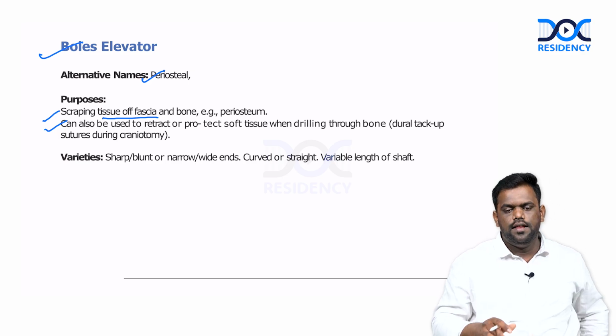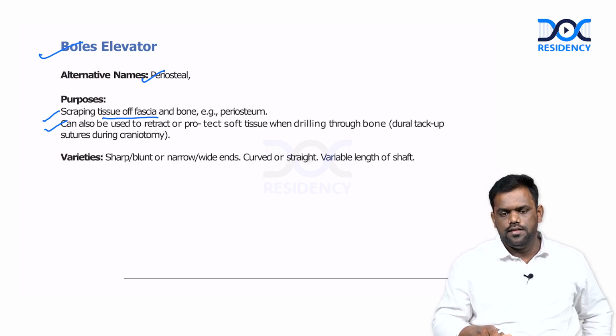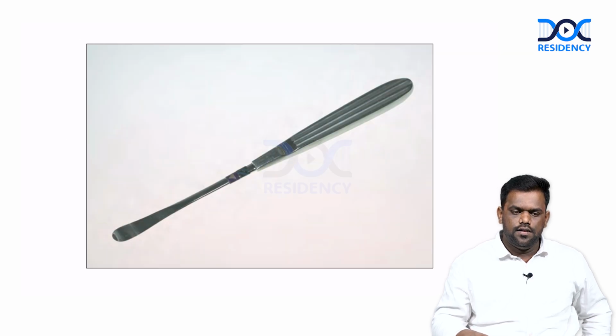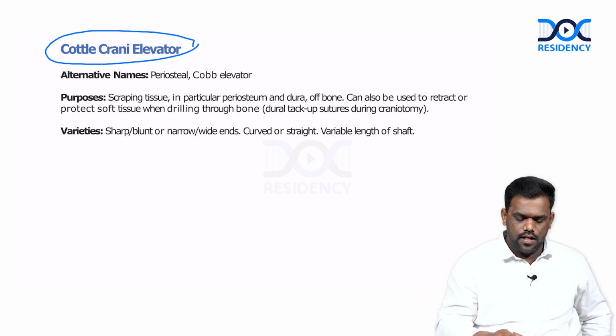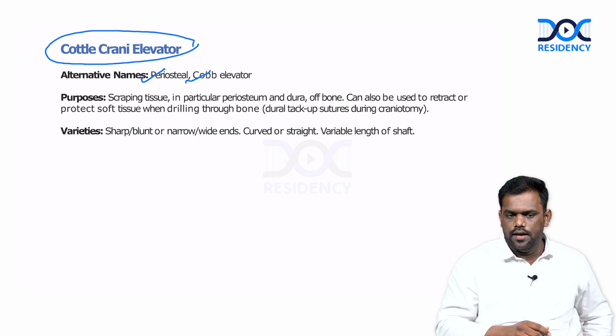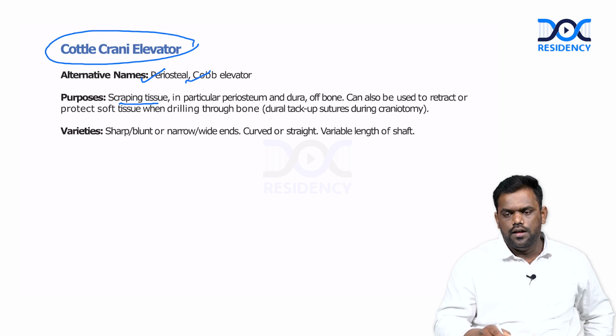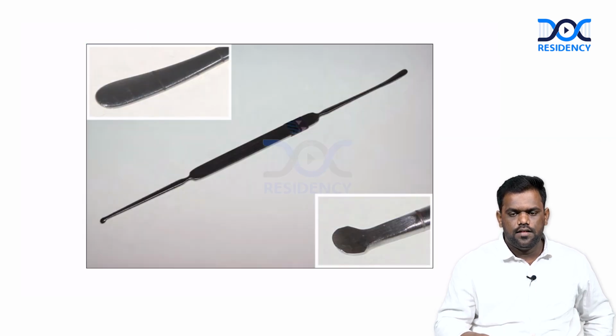It is available in various sharp or blunt edges, narrow and wide ends, curved or straight. Identify this instrument. This is called your Cottle Cranny elevator. The alternate name is periosteal elevator, or you can also call it a Cobb elevator. It is also used for scraping tissues, in particular periosteum and dura off bone. It can also be used to retract or protect soft tissues while drilling through the bone, and is available in various sharp, blunt, narrow or wide ends.